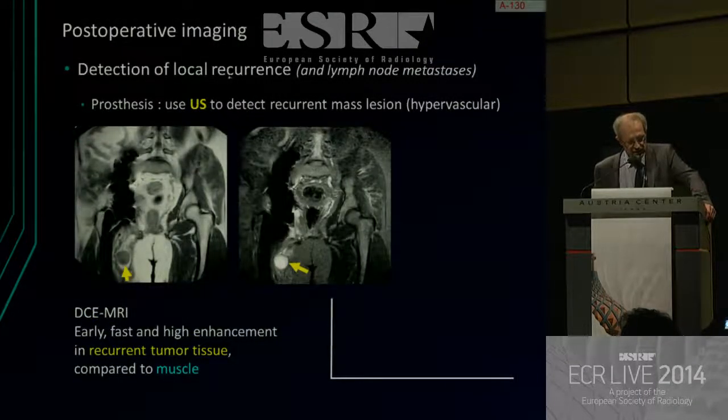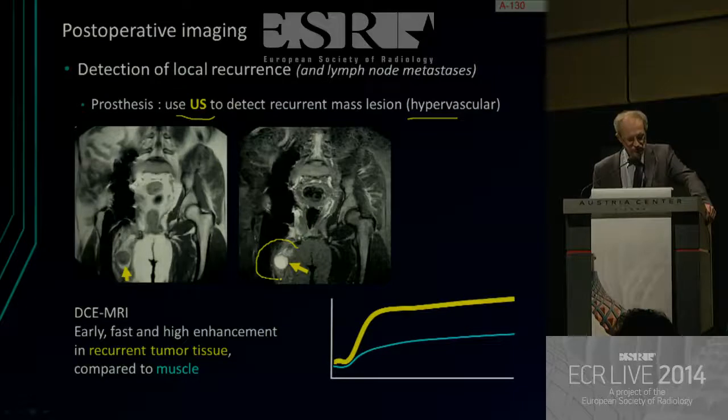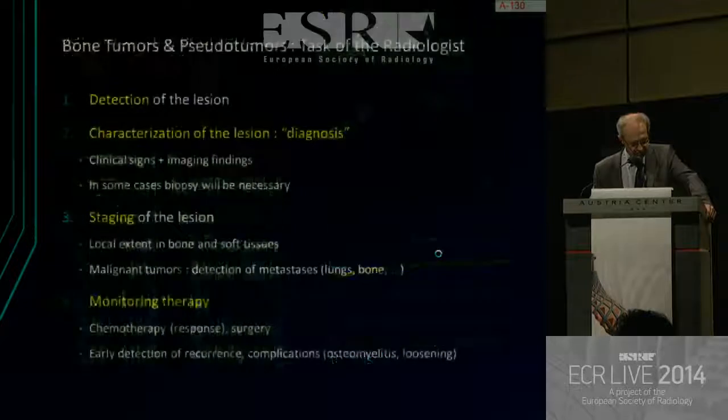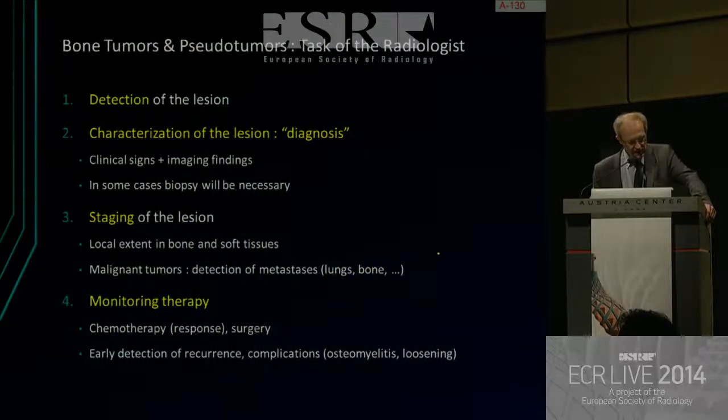If you want to detect a recurrent malignant tumor and there is a prosthesis and metal, you need to do ultrasound to detect a recurrent mass lesion, which will be hypervascular. And if you find a hypervascular lesion which is far away from the metallic artifacts, you can do dynamic contrast enhanced MRI, and recurrent tumor will have a steep slope and a high enhancement compared to muscle. On the other hand, if you see a white mass lesion with slower enhancement than a muscle, it is just reactive tissue.